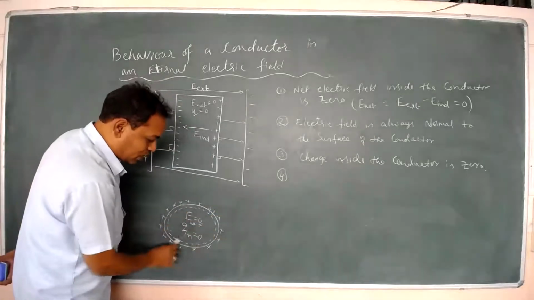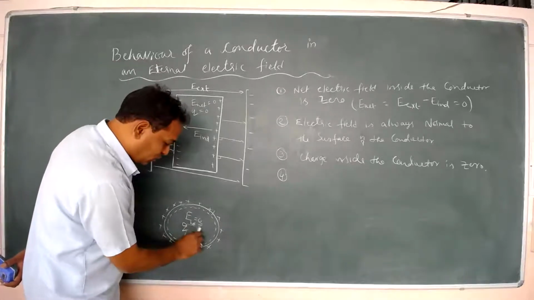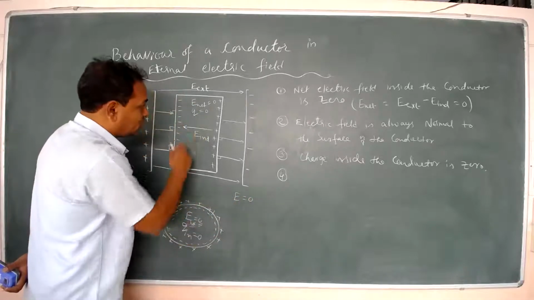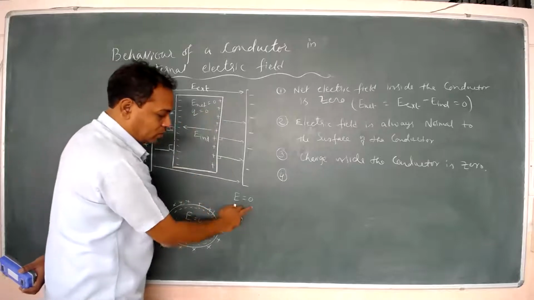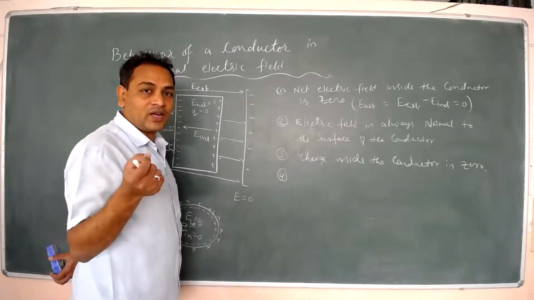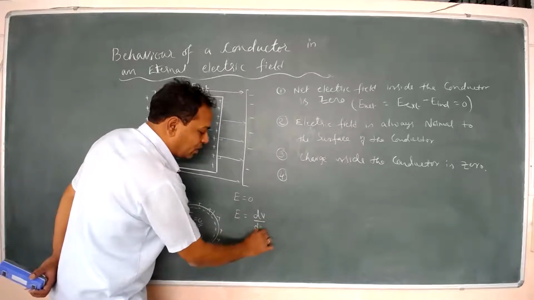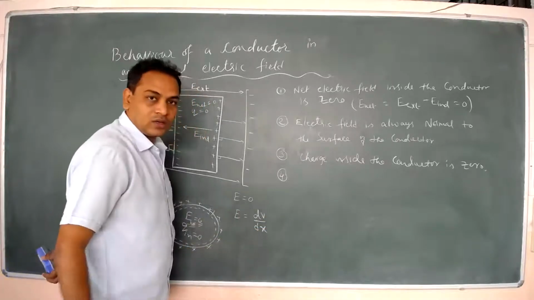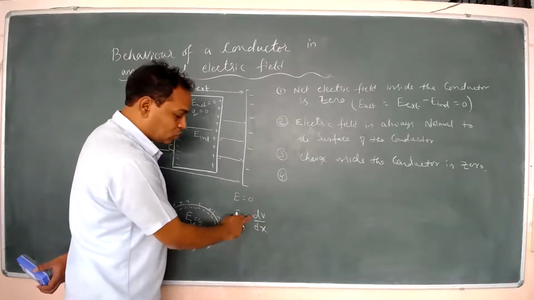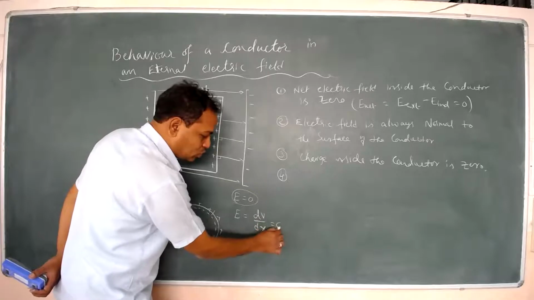Electric potential: how will it be inside? Inside this conductor, let us see what happens to the electric potential. As we know, the electric field E inside this conductor is 0. We have the relation between electric field and electric potential: E equals dV by dx, or dr. Here I am taking the magnitude, without the minus sign. As E is 0, dV by dx is also 0.